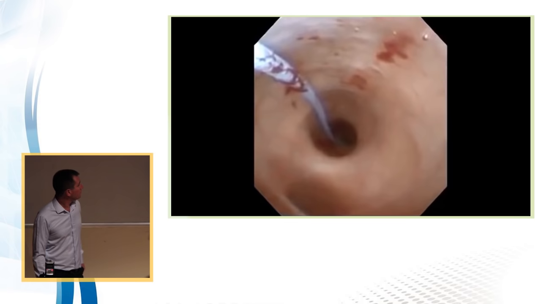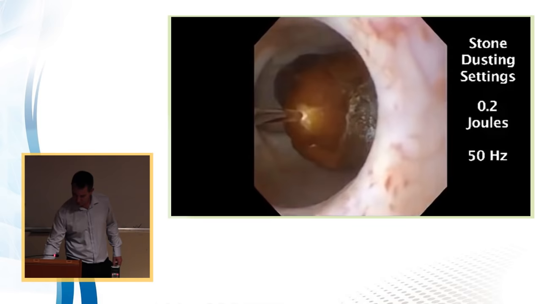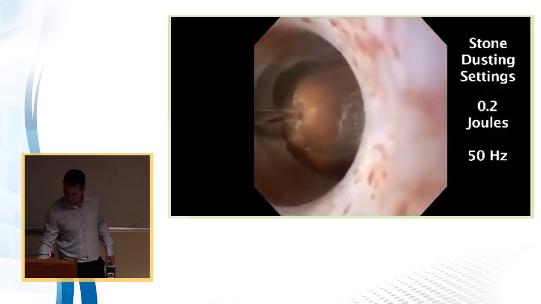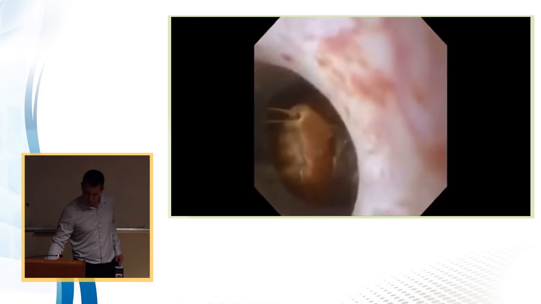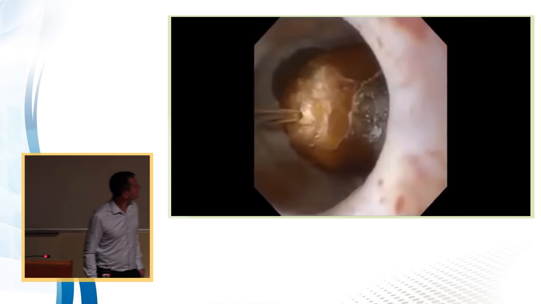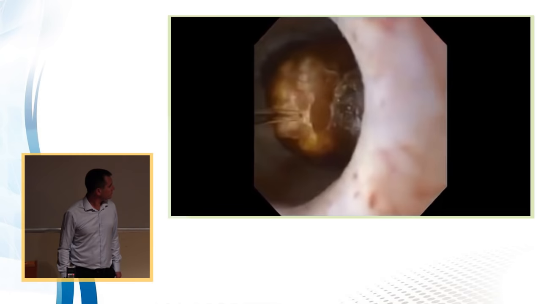Pull the laser fiber just back into the scope and then maneuver into the calyx. Okay, let's start here with a fine fragmentation or a stone dusting. So you can see the technique is just to paint the stone. So it's basically just stay on the surface and literally try to make dust. Try not to bury the tip and try to do this for as much of the stone as you can before you crack it.